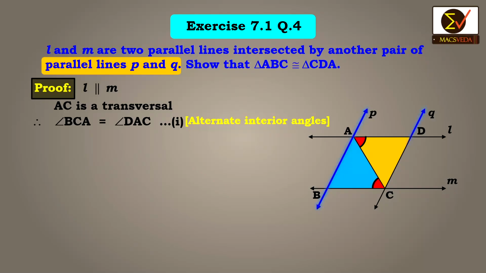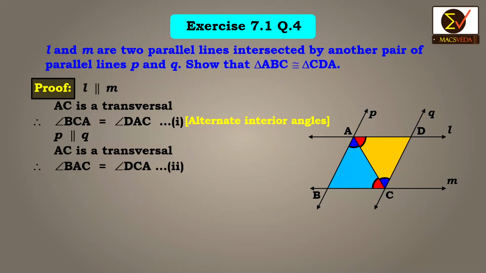Now, PQ are parallel lines. For that, again, AC is the transversal. So, again, you are going to get two alternate interior angles, that is angle BAC and angle DCA. So, angle BAC and angle DCA are also equal because they are alternate interior angles. So, even these two angles are equal.